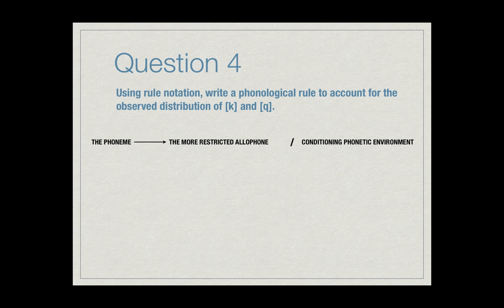And finally, the phonetic environment which conditions the more restricted allophone is listed using an underscore to position the phone which undergoes change. In the Kenyang example, a voiceless velar stop becomes uvular when it occurs after a back vowel and before a word boundary.